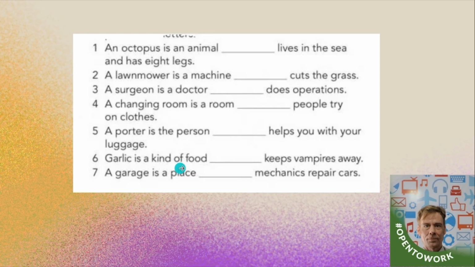Garlic is a kind of food, blank, keeps vampires away. I'm pretty sure that's a myth, but hey, vampires are a myth too. Food is a thing, so the correct pronoun is which. Garlic is a kind of food which keeps vampires away. A garage is a place, blank, mechanics repair cars. Okay, so for places, the pronoun is where, provided it is followed by a subject, and it is. Mechanics is the subject.